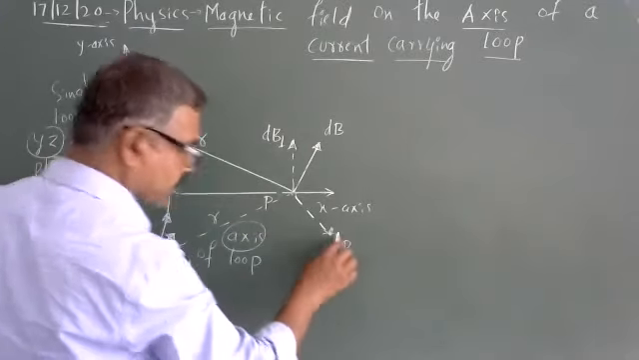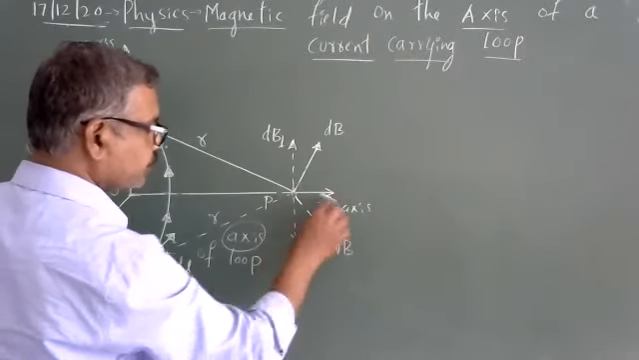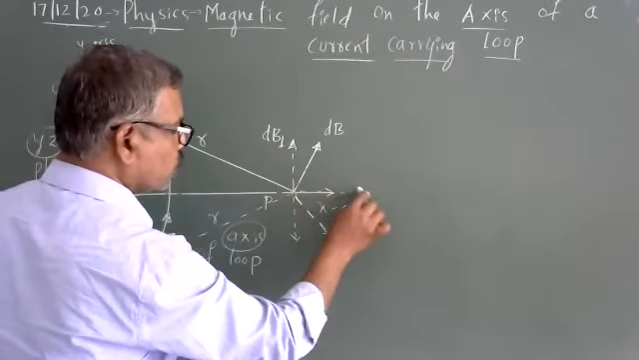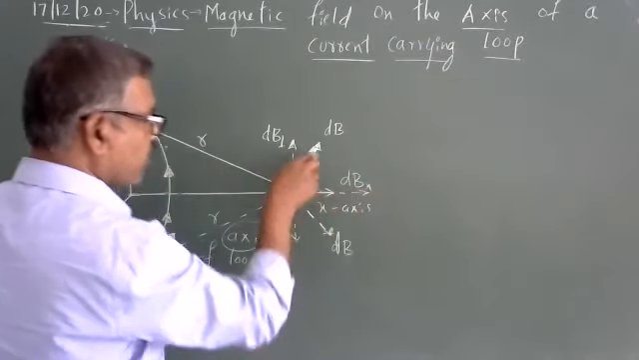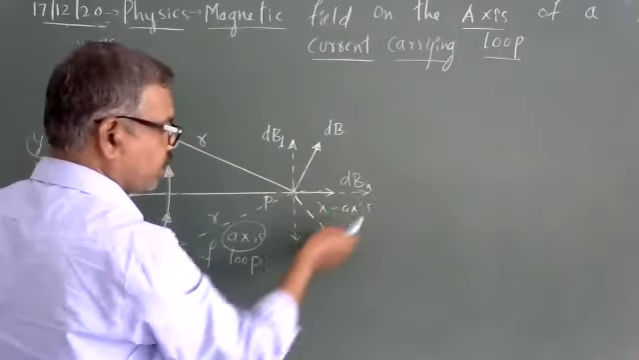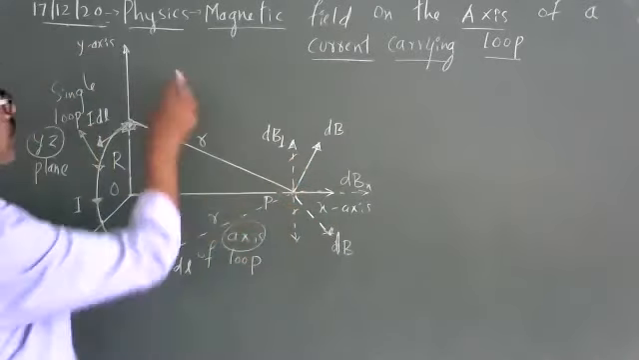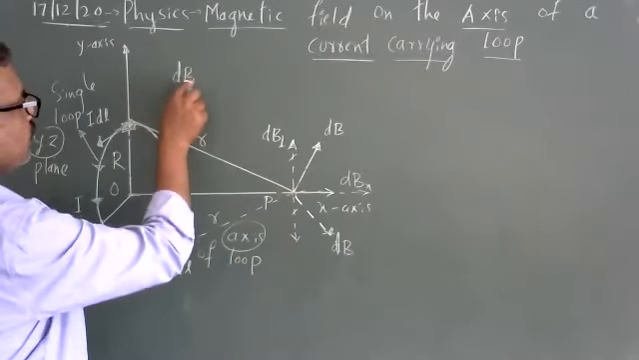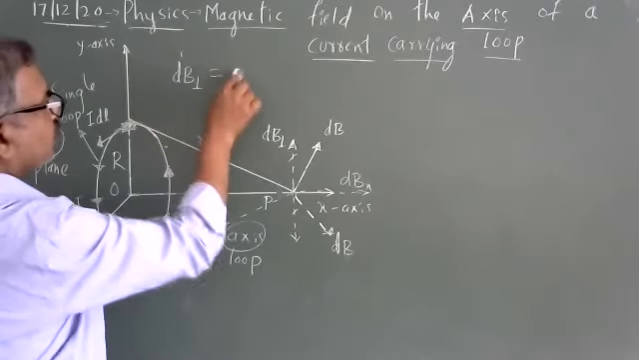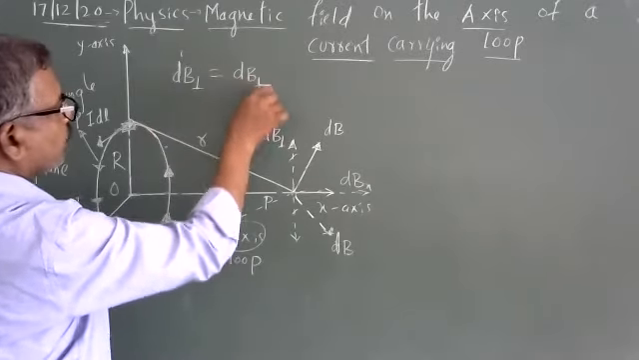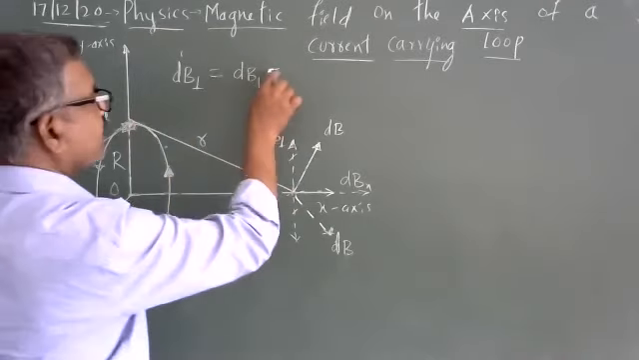Again, if I consider this magnetic field in two components, vertical component and horizontal component, the horizontal is here, it is called dBx. You call it dBx1 and dBx2. So these vertical components are equal in magnitude. You can call it 1, you can call it 2. Equal in magnitude, opposite in direction, hence they nullify, they cancel each other.